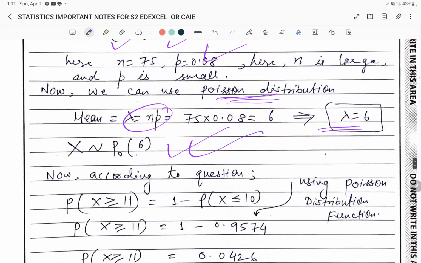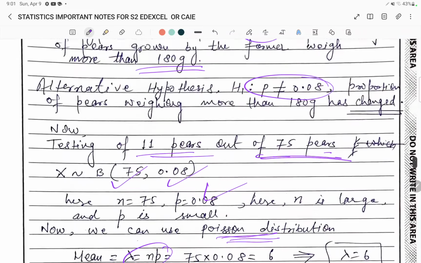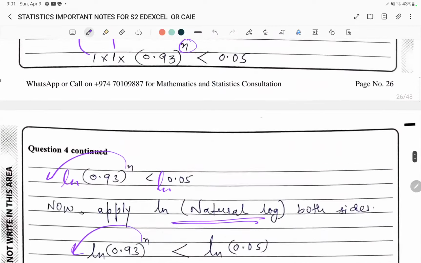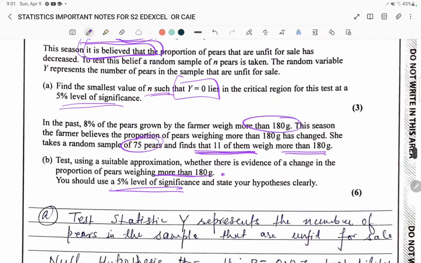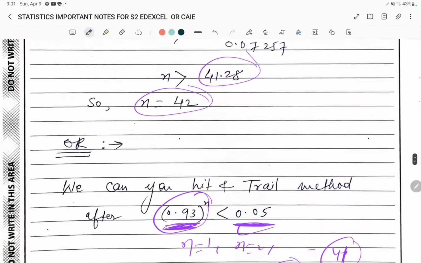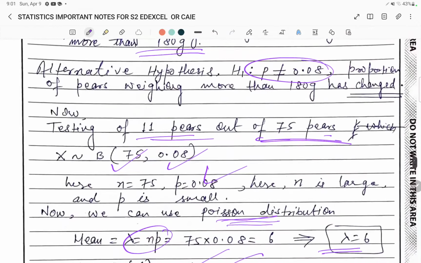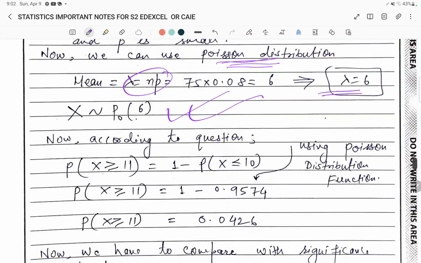Now, according to the question, we need P of X greater than or equal to 11. We need to understand why 11. Let's read the question again. She takes a random sample of 75 pears and finds that 11 of them weigh more than 180 gram. So minimum 11, right? So P of X is greater than or equal to 11, which is 1 minus P of X less than or equal to 10.